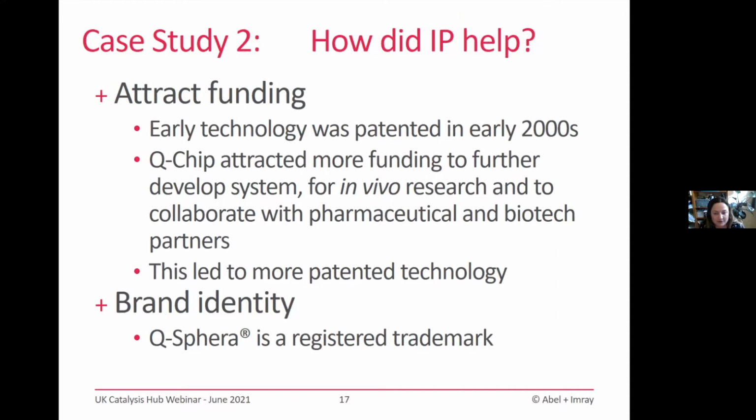You might also notice when I mentioned this main process, QSphere, they registered that as a trademark. So Tom, early on, he mentioned that trademarks protect brands and they prevent others from using or registering the same or confusingly similar brand names. So having the QSphere process as a registered trademark, QTIP were able to build on their brand identity.